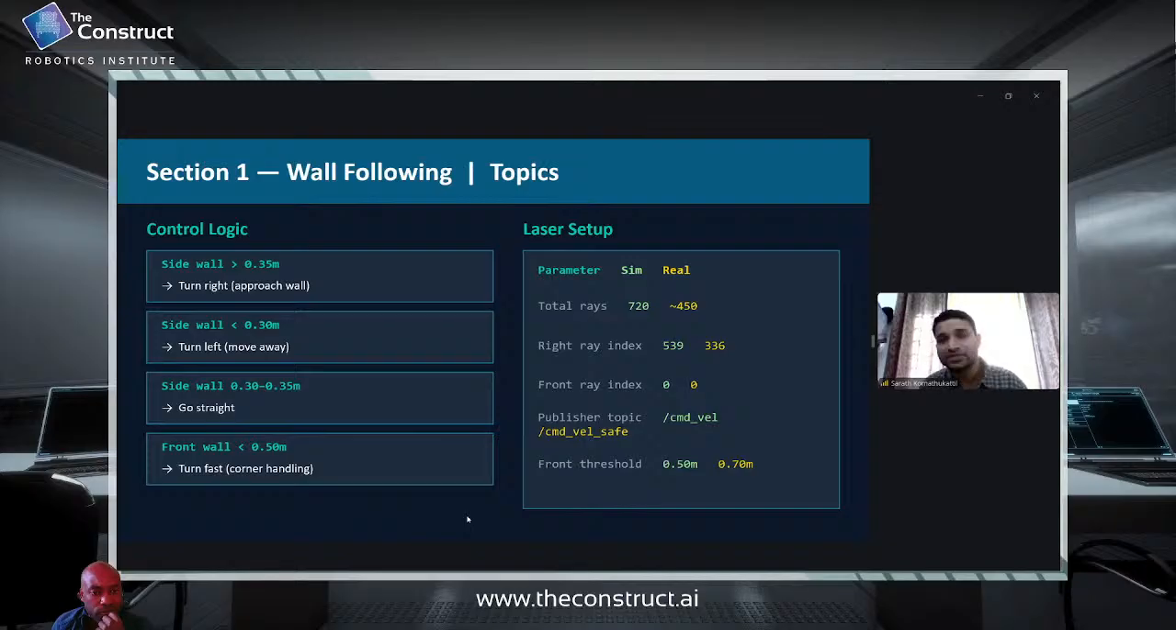I have seen that there were two setups used, one for the simulation and one for the real robot. They seem to be different. I'll be explaining more on the challenges later at the end of the slides. The total rays were 720 for the simulation, and for real it was close to 450. The right ray index was 539 for the simulation and 336 for the real. The front ray index was 0 for both. The publisher topic was different for both the simulation and real. And the front threshold was set to a different value for both the simulation and the real.